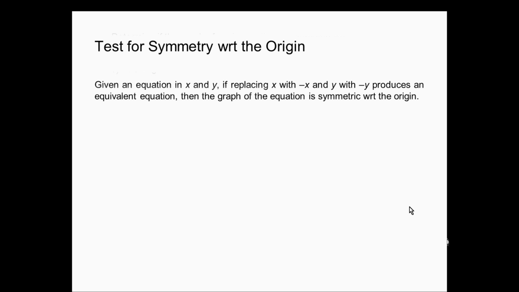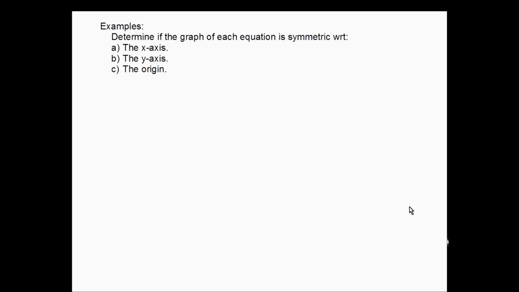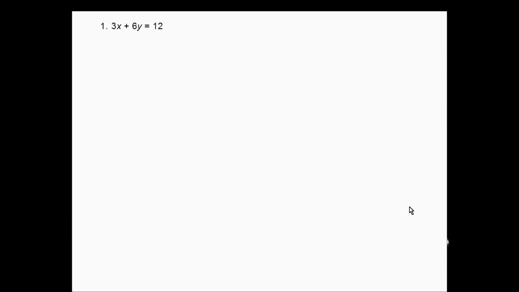Let's try some examples. Determine if the graph of each equation is symmetric with respect to part A, the x-axis, part B, the y-axis, part C, the origin. So it's x-axis, y-axis, origin. So here's our first one. I got 3x plus 6y equals 12. Okay, this is actually a line.